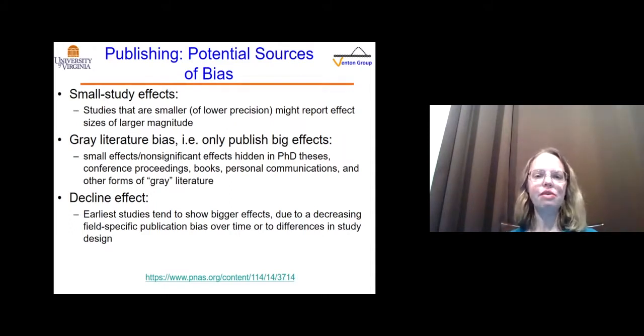All right, so the second one is what they call the gray literature bias. I have to admit, I didn't know this term before, although I do know this effect. And that is that you only publish things that work. And there's a big bias in science towards publishing things that work. And so what they say, the gray literature then, are things that are not significant or maybe really small, might only be hidden in PhD theses. I like that, right? You wrote it up in your thesis, but you never published it. Conference proceedings, books, or personal communications.